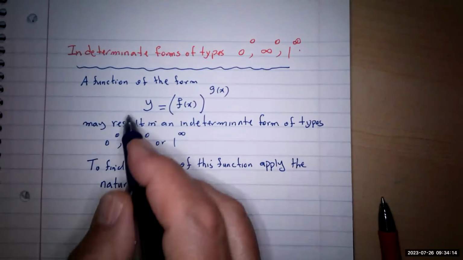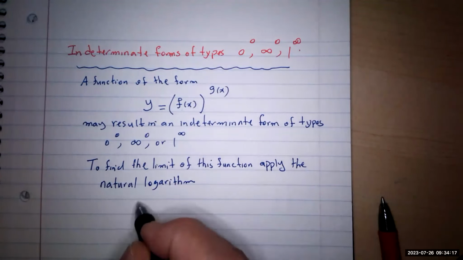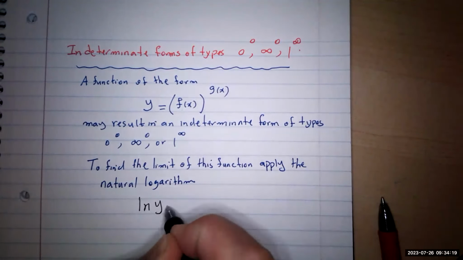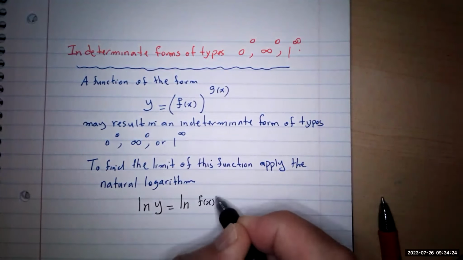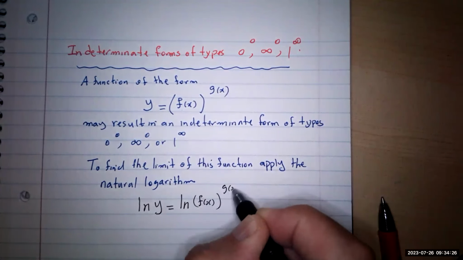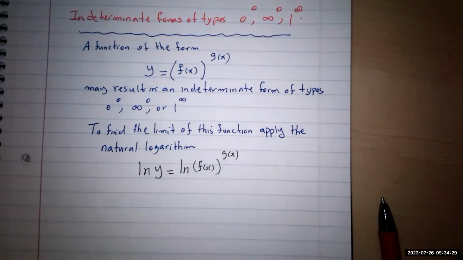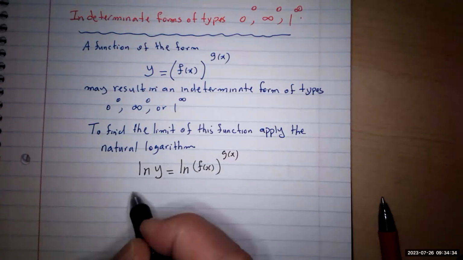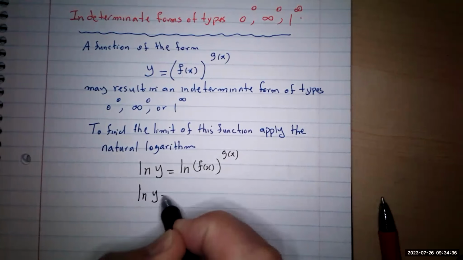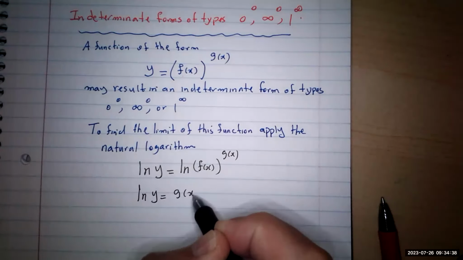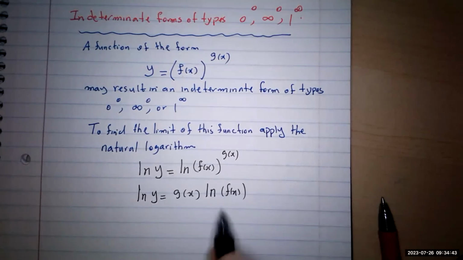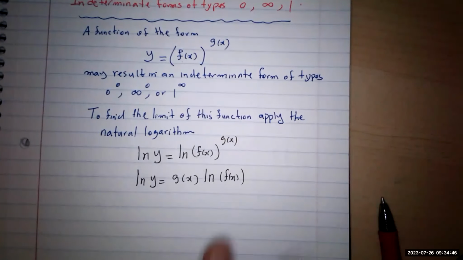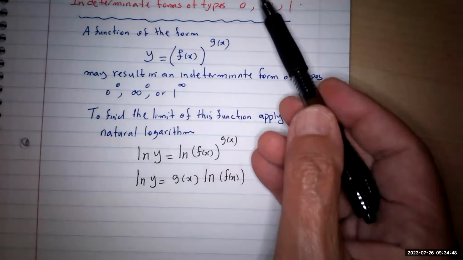Okay, so what you get? You're going to have ln of y equal to the ln of f of x raised to g of x. Then you know that this is the log. You can bring the g of x down. So ln of y would be g of x times ln of f of x. You see? As soon as you bring the g of x down, you see this would be like the one that we did before.